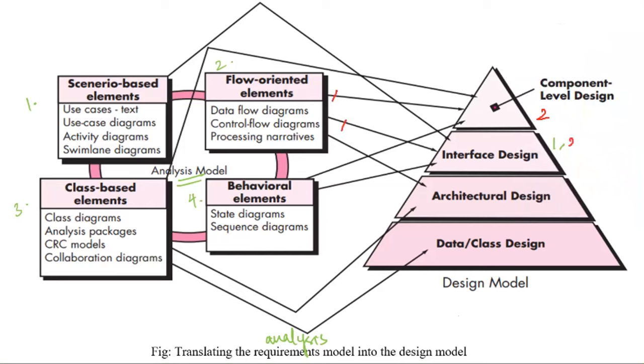Second is interface level design, and third is architectural design. Then we'll go to the third one. Now within this third one, class-based elements, it is input for architectural design. It is input for data and class design. Two are going out. Then the fourth one is your behavioral elements. Now within these behavioral elements, it is input for component level design, and it is input for interface level design.